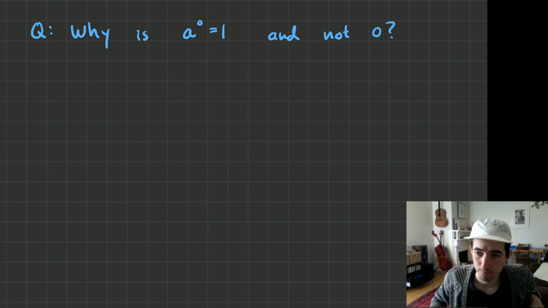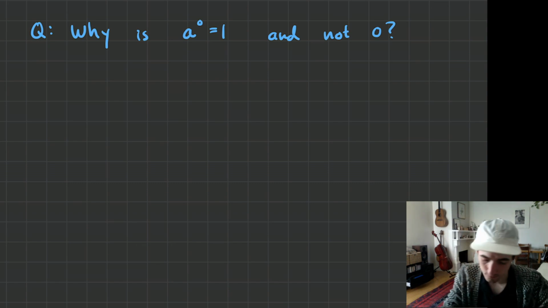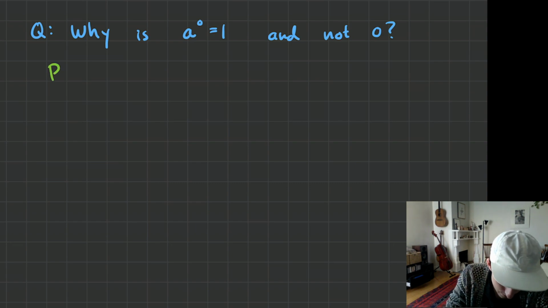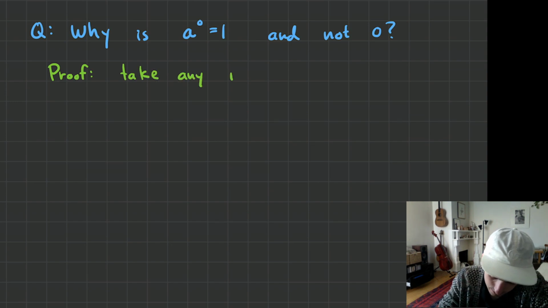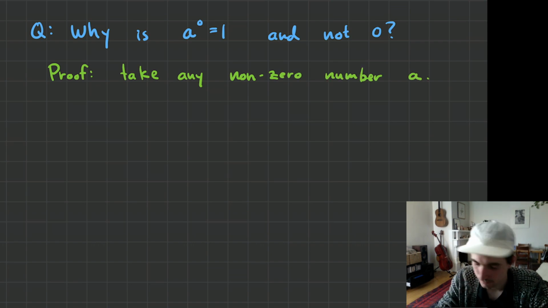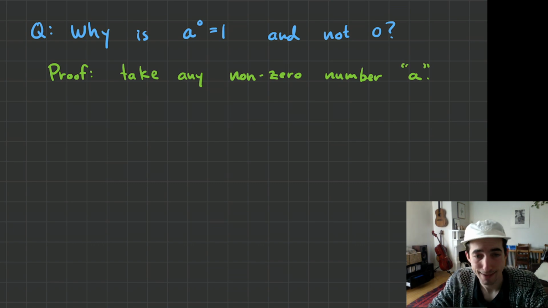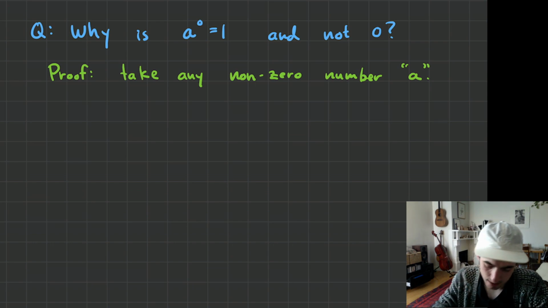It is definitely 1. And I'll prove it. Okay, so take any non-zero number a. That's our variable, so this can be any number except 0, because 0 to the power of 0 is not equal to 1. It can be equal to anything. I already talked about that. So take any non-zero number a.